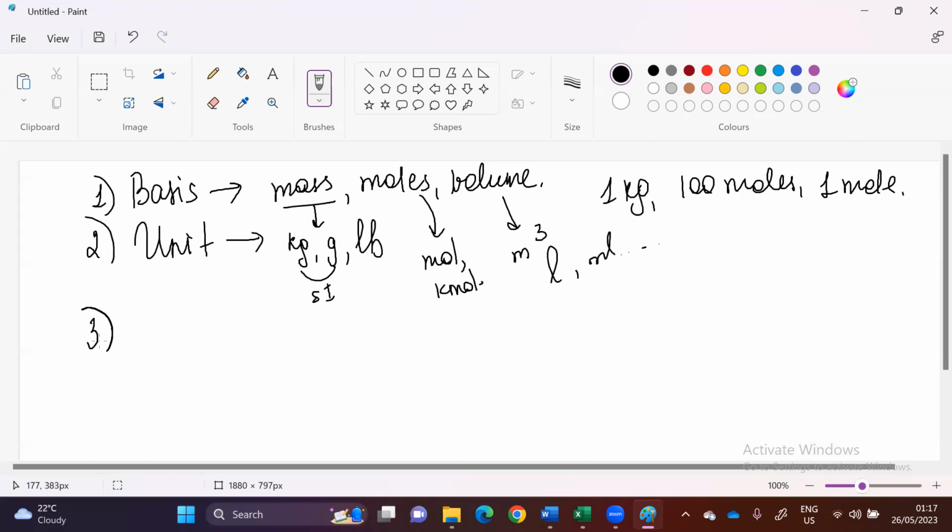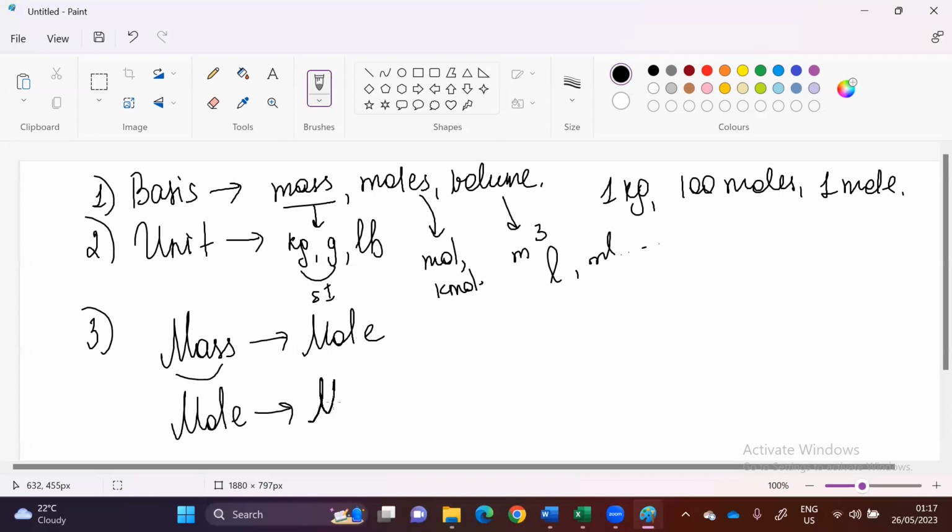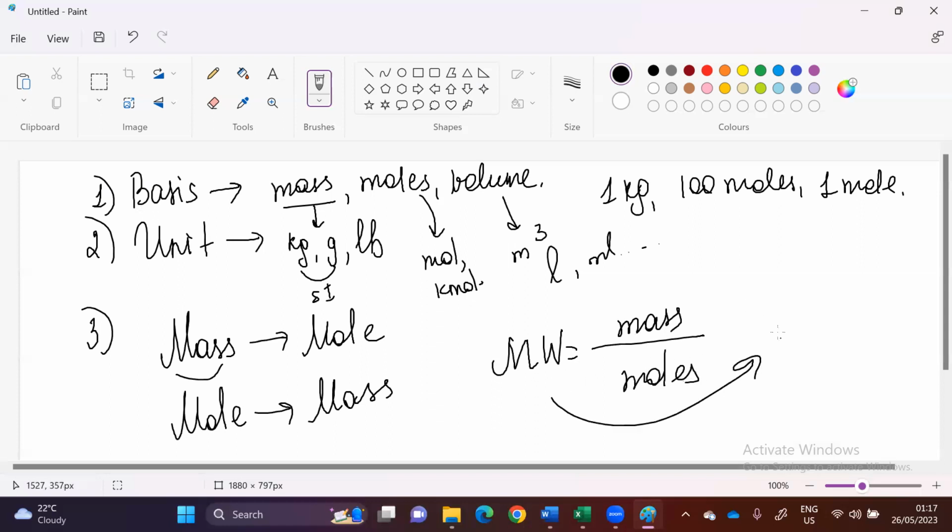So the third step, after being prepared with these two steps, is beginning to solve the problem. From your theoretical knowledge, what does it mean? If in the question it's given in mass, but you're asked to convert it into moles, it means I need to change from mass to mole, or it can be vice versa, mole to mass. How to do that? We'll use some equations like molecular weight, which is equal to mass over moles. The main units we can see with molecular weight are kilogram per kilomole or gram per mole. This is the golden rule for starting. I believe we are ready to solve the question.